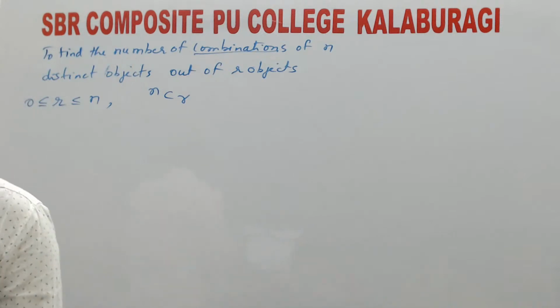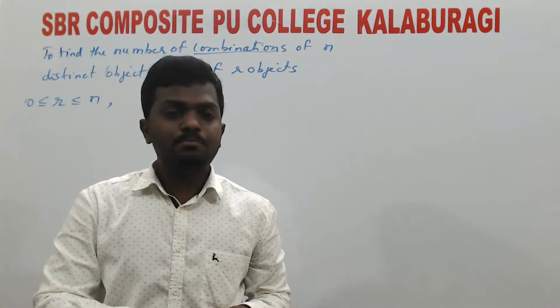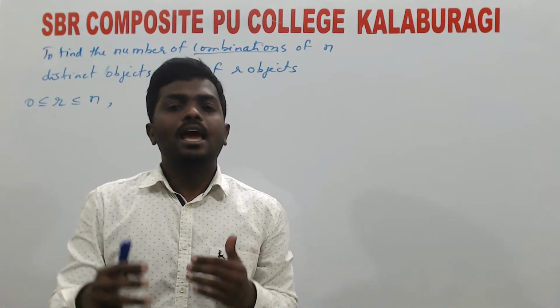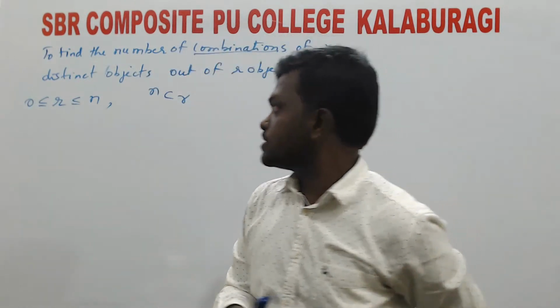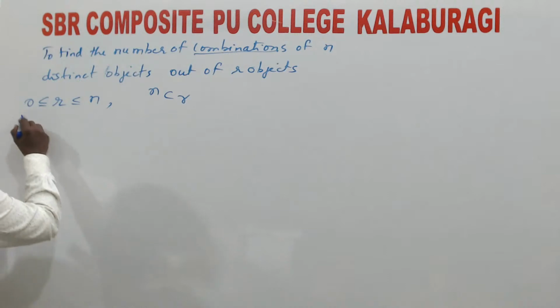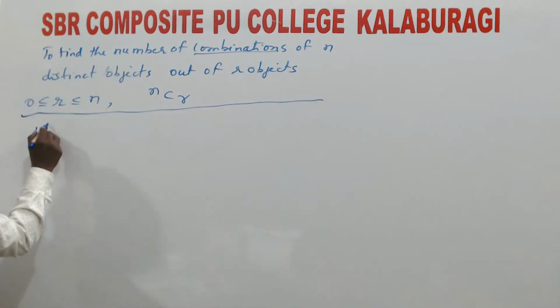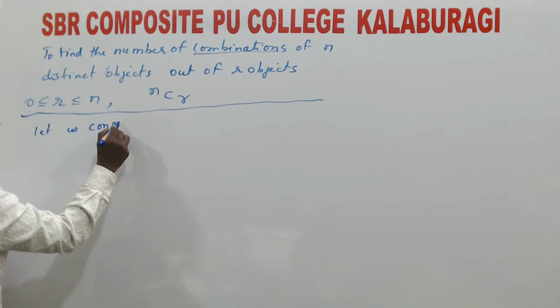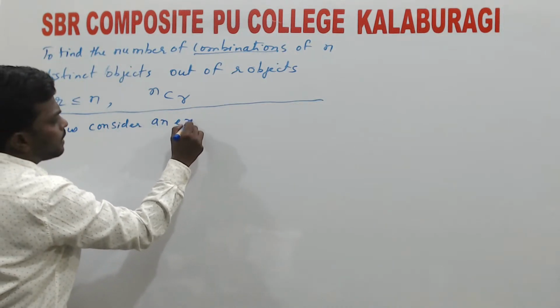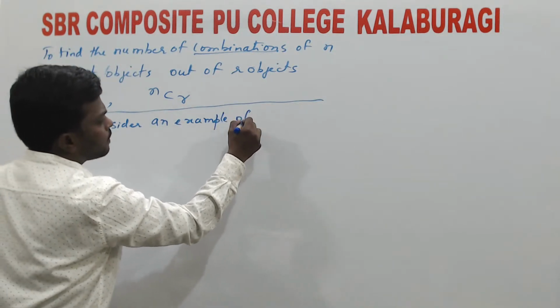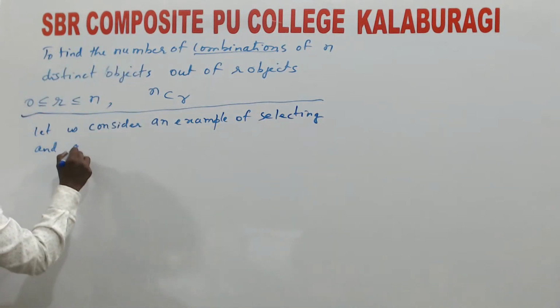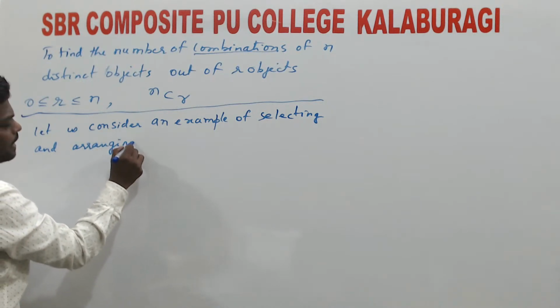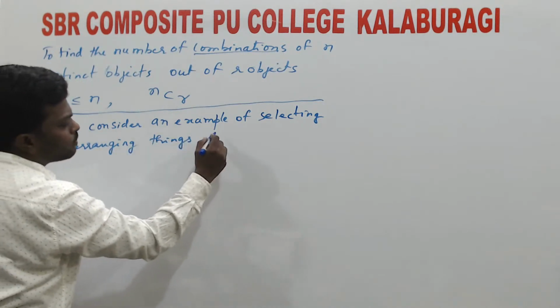So what's the formula for distinct objects when they ask us to arrange the things? nPr is equal to n factorial by (n minus r) factorial. Now we will see what's the formula of nCr. Okay, students, so now let us consider an example of selecting and arranging things.